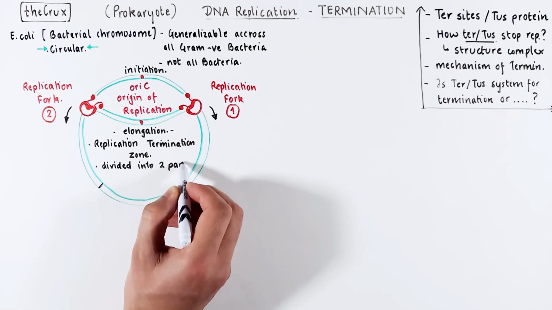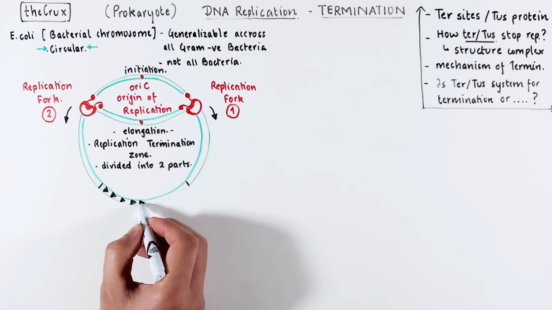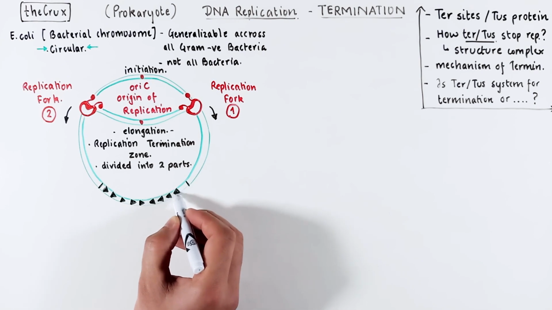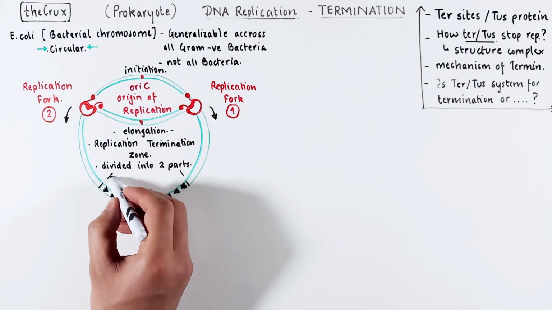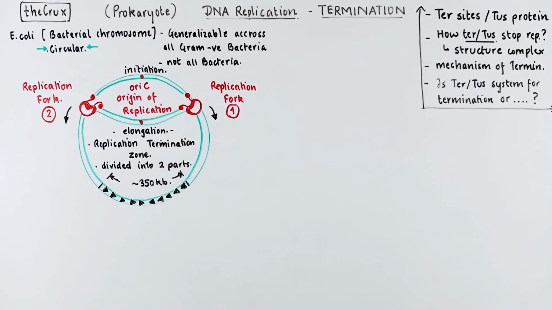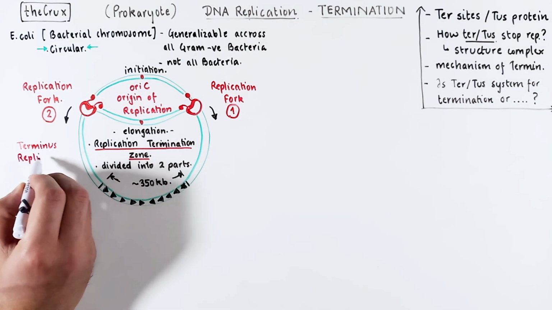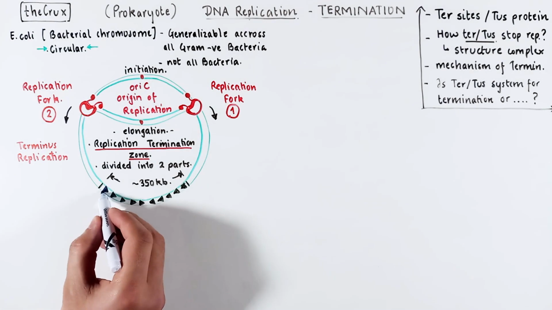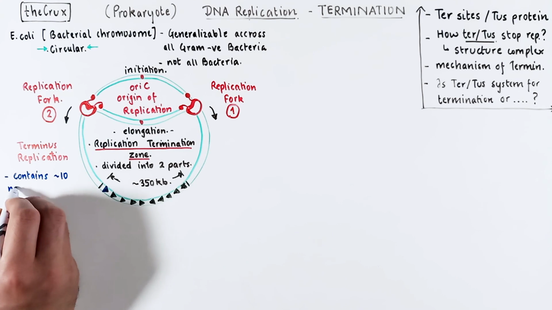This zone is divided into two parts, where one part has 5 termination sites facing the same direction, and the second part has another set of 5 termination sites facing the same direction but all opposing the other side. This entire replication termination zone is around 350 kilobases in size. Some textbooks also refer to this as the terminus region, in case you come across some different name. So the entire zone has about 10 sites, which all look roughly the same.